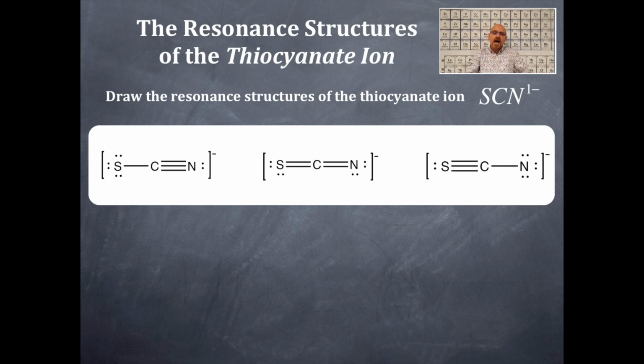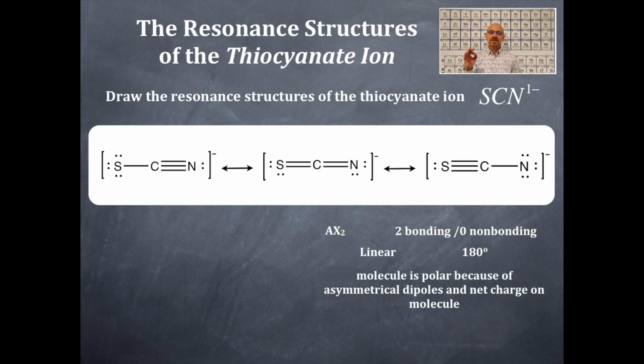So ask yourself, are all these following the octet rule? They most certainly are. Notice that they have brackets and the -1 charge on all of them. There are double-headed arrows in between each of them as well. It doesn't matter which one of these structures you look at, you will get the same answer, and that is AX2. That is 2 bonding, 0 non-bonding. That corresponds to a linear-like structure. That's a 180 degree bond angle. Okay, and this molecule is polar because it has polar bonds and it is most certainly asymmetrical.